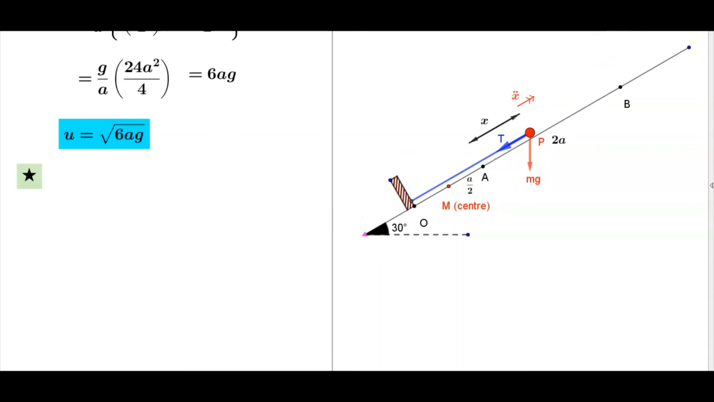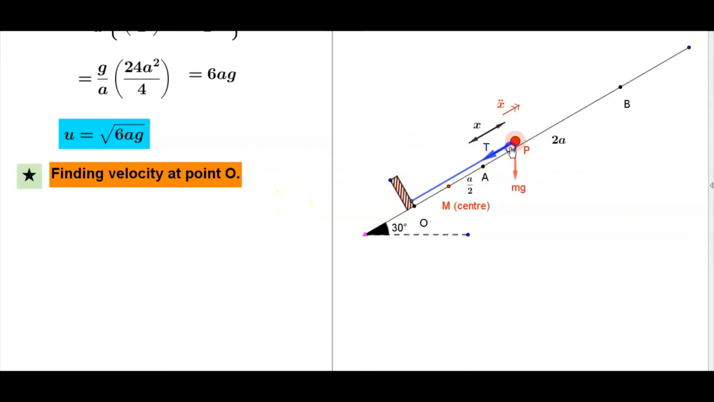Next part, finding velocity at point O. We want to find out the velocity at this point O. After coming to this position, point A, the string will become slack. Therefore, the motion from A to O is under gravity. There is no tension on the string. The string is slack. Therefore, from A to O, we use the equation of motion under gravity to find the velocity at the point O.